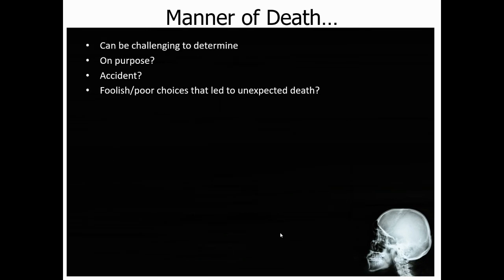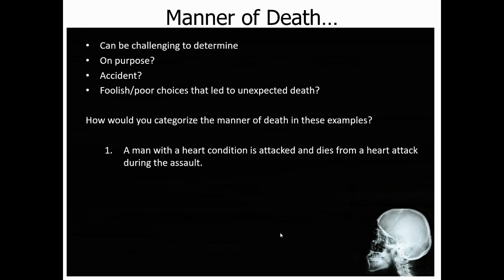Now, the manner of death can be a little tricky to determine. This is why we have detectives and forensic science in from some perspectives. Okay? So how would we categorize the manner of death in these examples? So remember, there are only four choices: natural, accidental, homicide, and suicide. A man with a heart condition is attacked and dies from a heart attack during the assault. Technically, that's going to be homicide because it was due to the purposeful actions of another person.